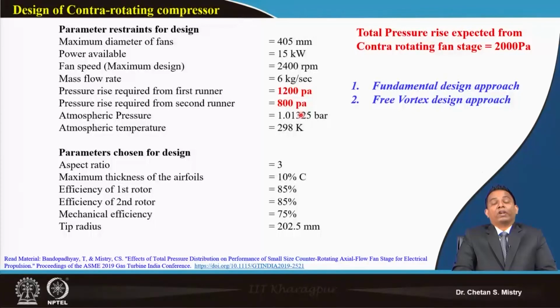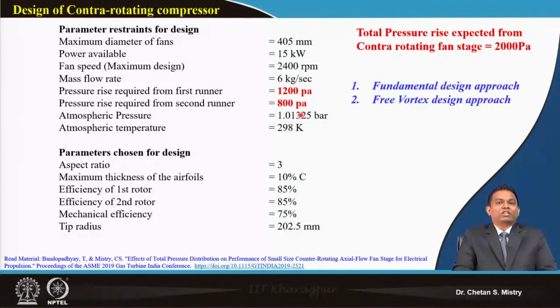Now in order to realize that part, for the present design, or say for the present lecture discussion, I have modified my pressure distribution from 1100 to 1200 and from 900 to 800. So we will be discussing the design of a contra rotating fan for rotor 1 having a pressure rise of 1200 Pascal and rotor 2 having a pressure rise of 800 Pascal. And for that we will be adopting two design approaches. One is the fundamental approach, and second we will be exploring the free vortex concept.